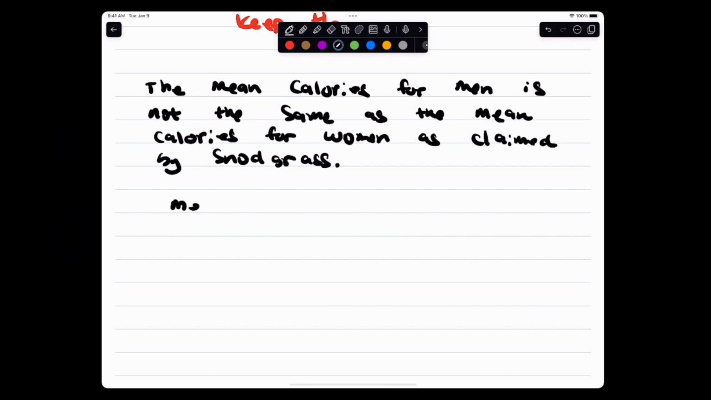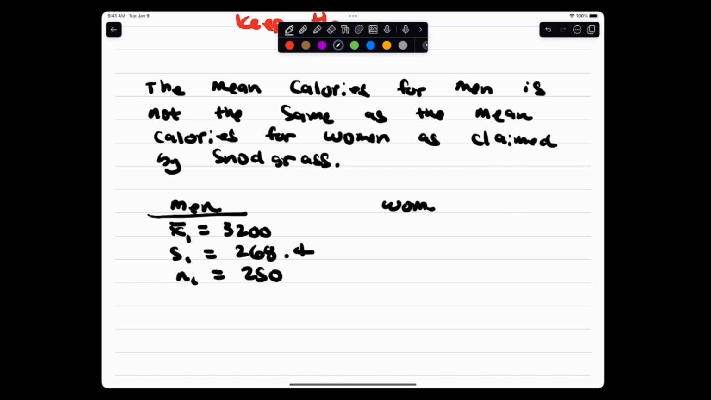So let's give the men group information, okay? The sample mean for men calories, and this is going to be like calories per day, okay? So let's say men have about maybe 3,200 calories. Sample standard deviation is 268.4. The sample size we'll say is 250.